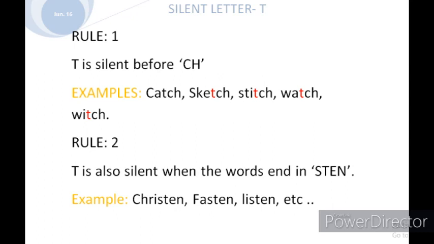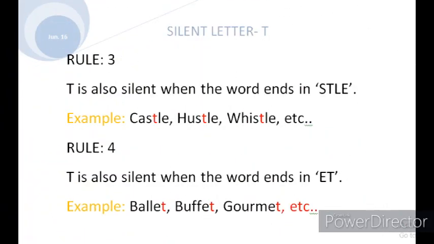For example, christen, C-R-I-S-T-E-N, christen, but we are not stressing the T. We are not pronouncing the T. So, christen. Next one is fasten. Next one is listen. Listen, we all may know. Daily we will be using it in our classrooms. Is it not? Then, third one: T is also silent when the word ends in S-T-L-E.